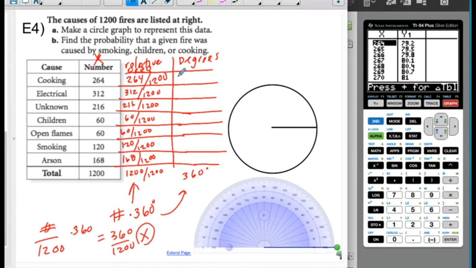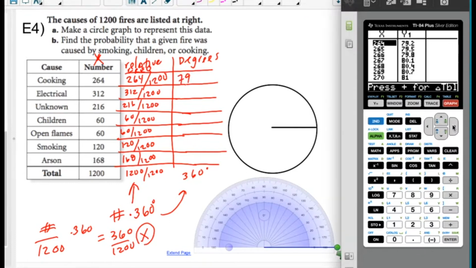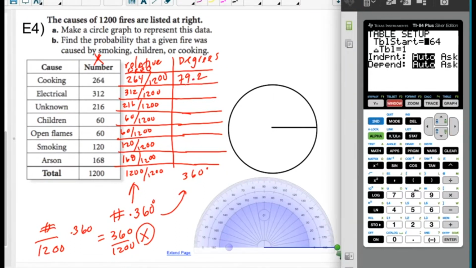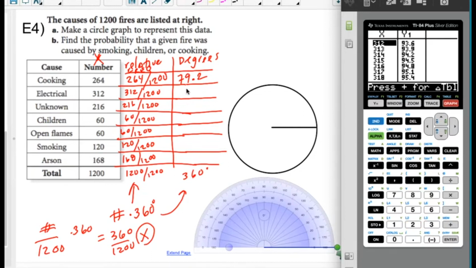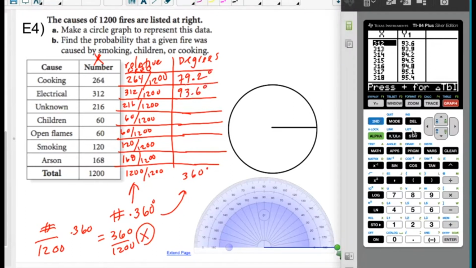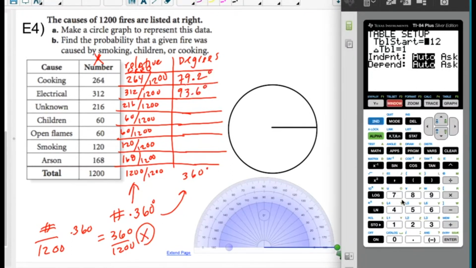So I say, cool, 79. And I could check for more details. If I scroll over, it'll give me more details if there are more. In this case, there aren't, so it's just 79.2. Then I'm going to go back to table set, and I'm picking the 312. Now there are other options, but really this is a pretty quick alternative to not feeling like plugging in a bunch of stuff. So I get 93.6 degrees. So this is how many degrees I'm going to use. I'm going to go back to table set. I'm going to pick 216.